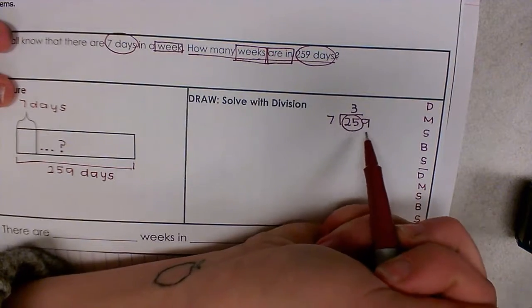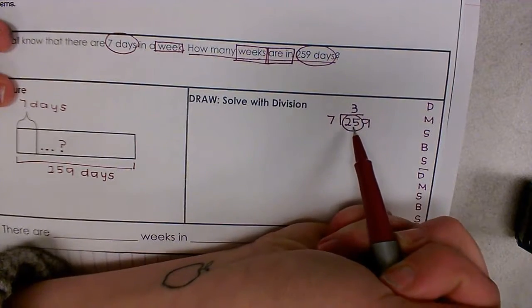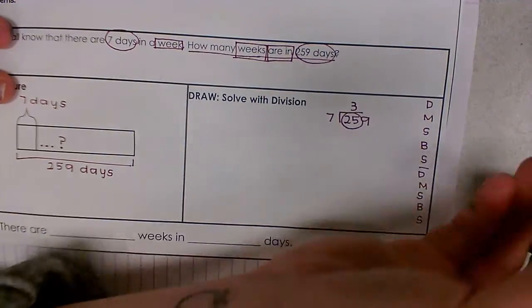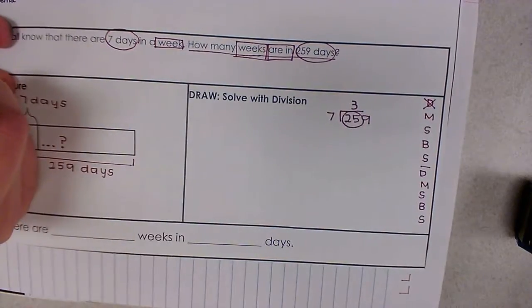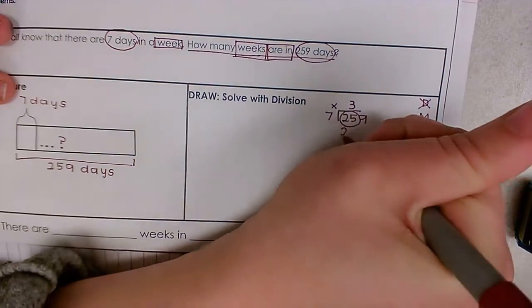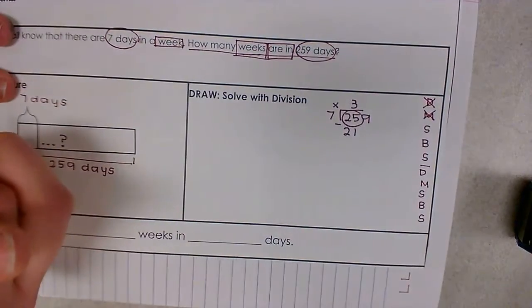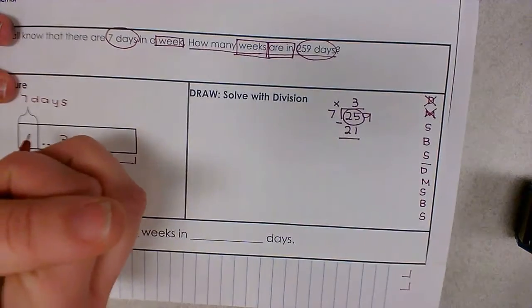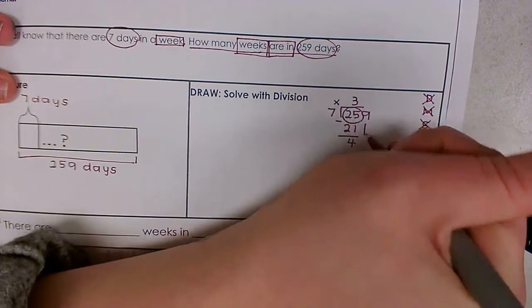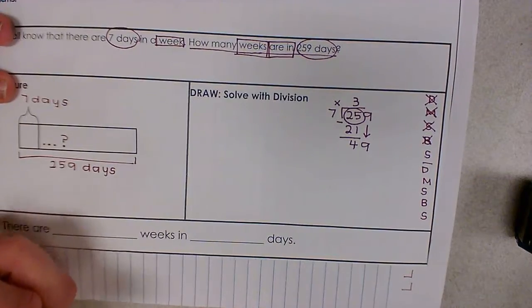Now remember that when we circle our first 2 digits to divide, we put our quotient number over the ones in the 2 digits. We imagine that there's a little invisible placeholder 0 right here. Now that I've divided, I'm going to multiply. 3 times 7 equals 21. Now it's time to subtract. 25, take away 21 is 4. And I'm going to bring on down my 9. And I'm going to start over.